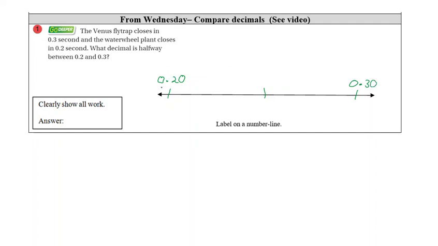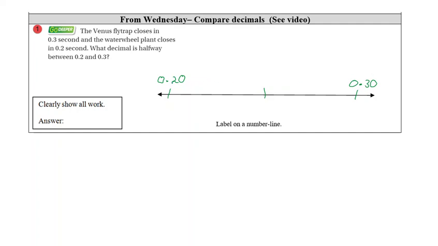Now this right here is 20 hundredths because there are 100 pennies in a dollar, and this is like 20 of them, so that's like 20 cents. And this is really 30 hundredths because there are 100 pennies in a dollar, and this is like 30 of them. But think about it now.